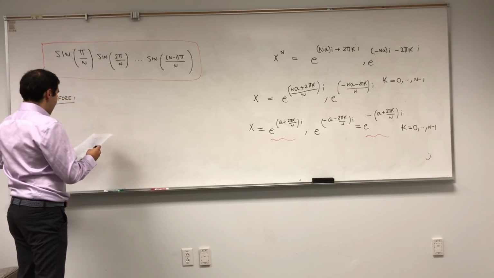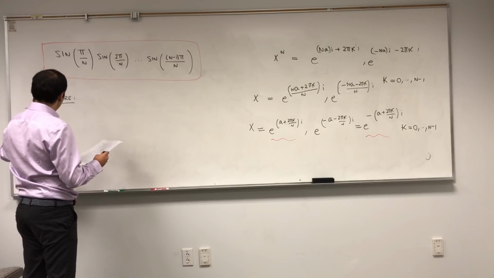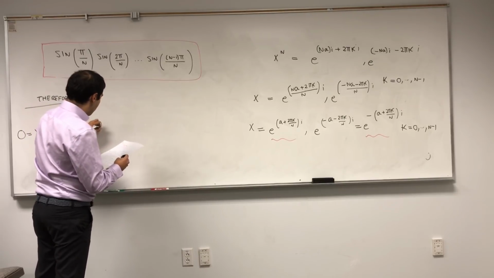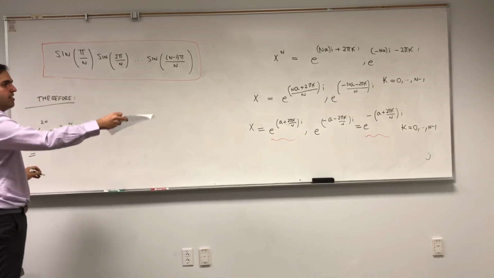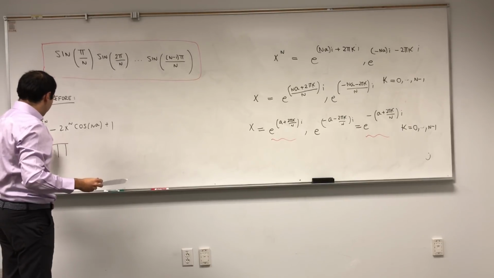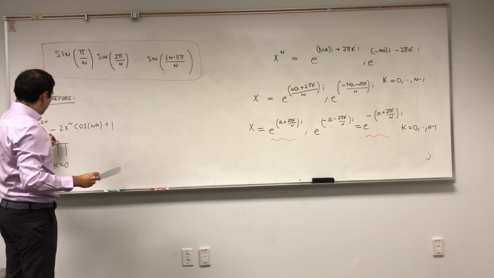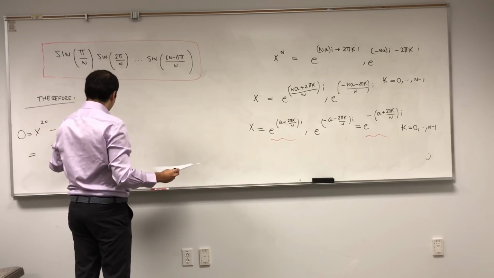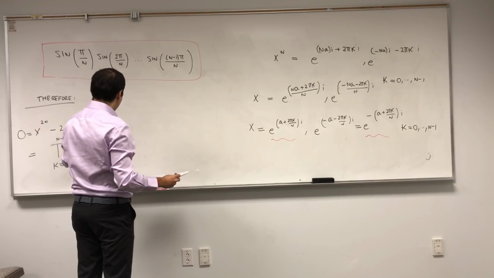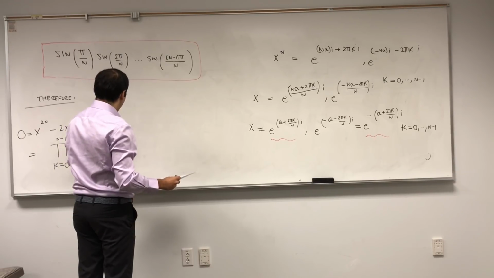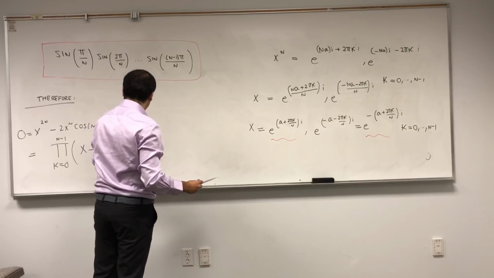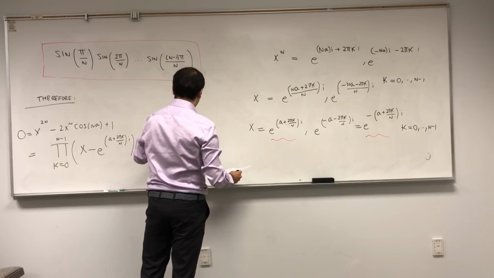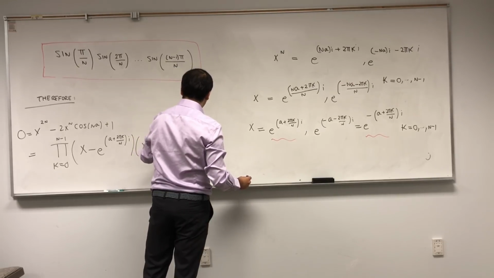we have the following. x to the 2n minus 2x to the n cosine of na plus 1 can be written as the product over k from 0 to n minus 1 of x minus e to the (a plus 2 pi k over n)i times x minus e to the (minus a plus 2 pi k over n)i.